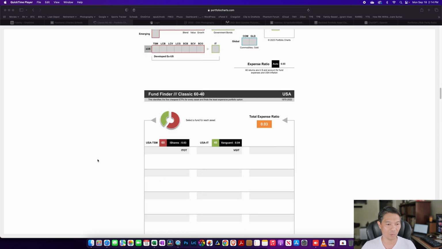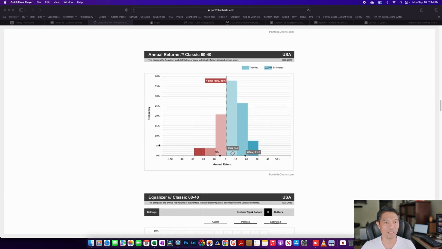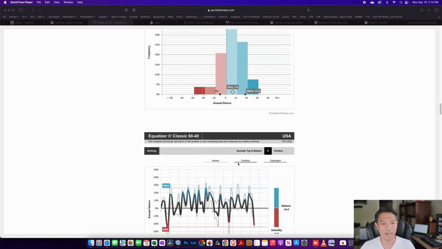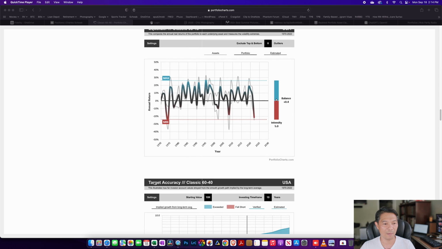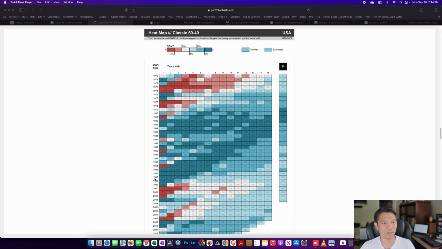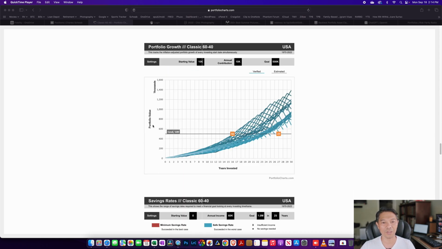So this is basically what it looks like. This is a 60/40 portfolio. One of the nice things is that he gives you annual returns, loss frequency, and some nice charts to look at. This quilt chart for the heat map over the last however many years is pretty useful.